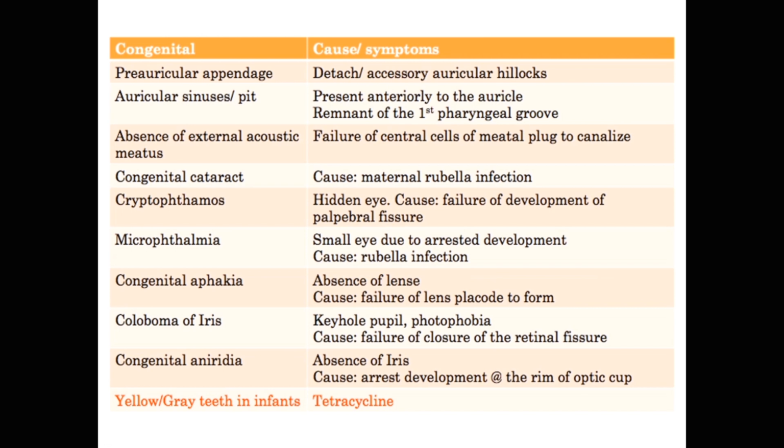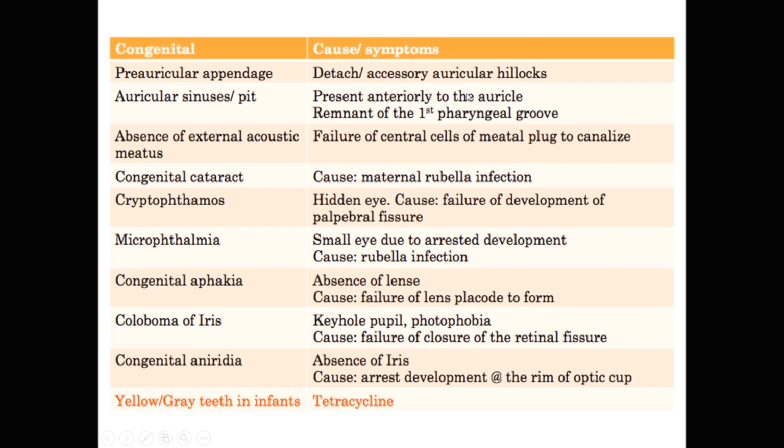Now there's a ton of different ones of these. I'm not going to go through all these. Definitely just check out our file and read through these, make a Quizlet or flashcards or something. But definitely recognize this red one down at the bottom. High yield, yellow-gray teeth in infants from tetracycline. Don't miss that. If you have congenital cataracts, you're thinking rubella.